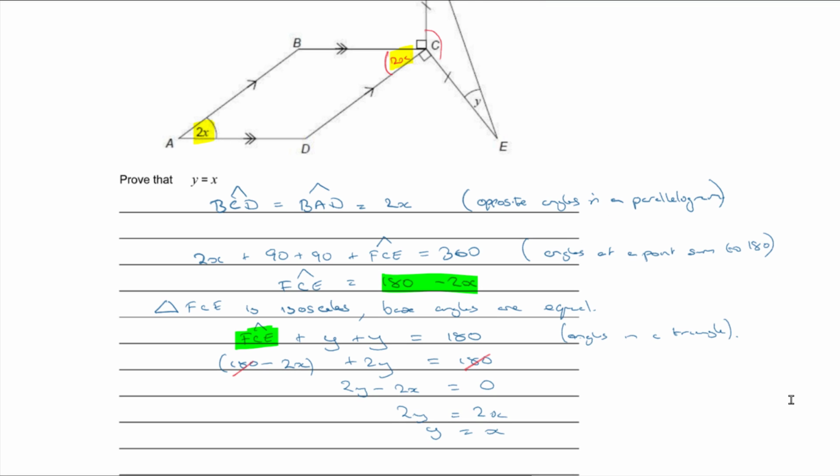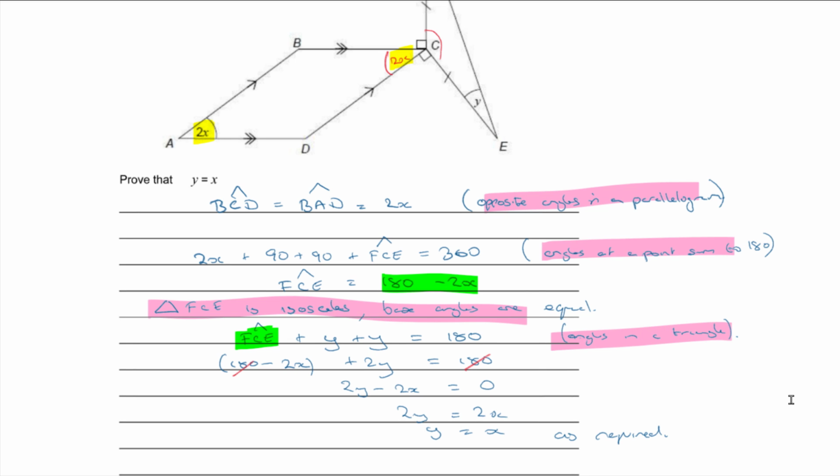Okay, so again, just make sure you're writing down the rules that you're using as you're going through as statements, as well as doing the maths.